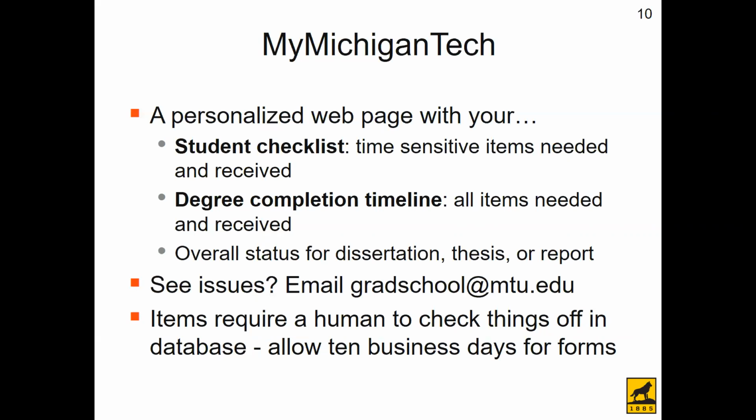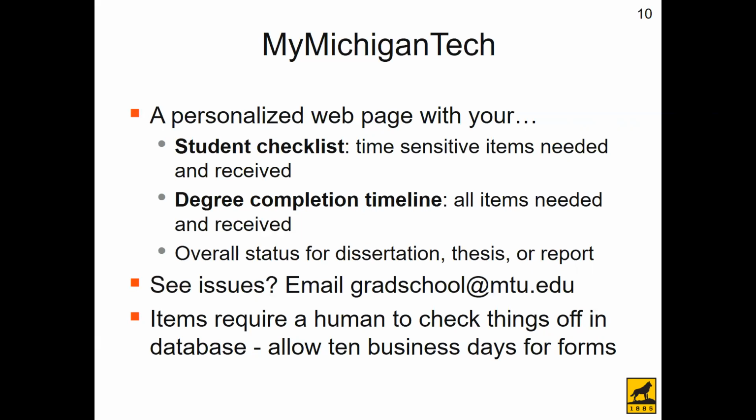Your student checklist then, which is on your main current students page, will tell you time-sensitive things that you need to complete your degree. On My Michigan Tech, there is also a degree completion timeline, and that has a complete list of everything that you need to complete your degree that's required by the graduate school, and whether or not you've done it or not. So you might have done some of these things 2, 3, 4 years ago if you're a PhD student, and this is your opportunity to review that list and make sure that the graduate school's records are complete.